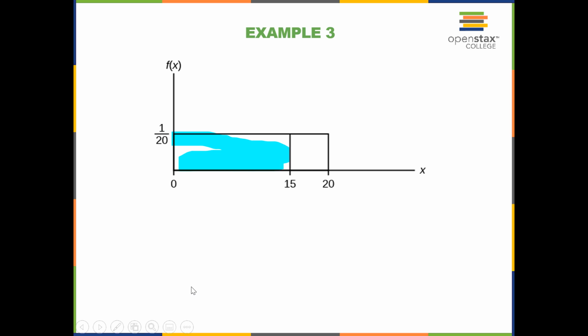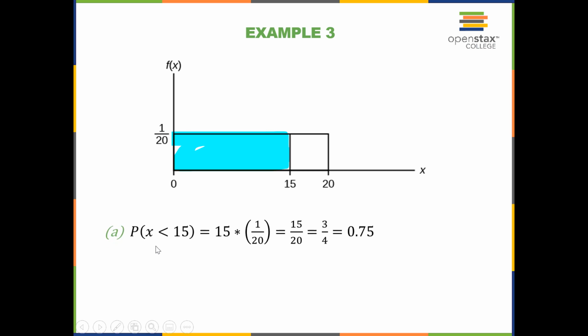Here's another example using the same setup. What would be the probability of a value being less than 15? Pause and think about it. Too late. Probability that x is less than 15 equals the base of 15 times the height of 1 over 20. We get 15 over 20, which reduces to 3 over 4, or 0.75.